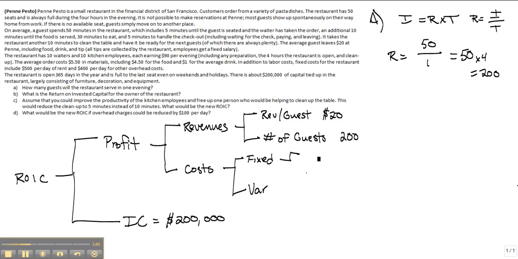The fixed are equal to both labor and overhead. The labor, we know that there's 20 workers, each of which are paid $90 a night. So we know that is equal to $1,800. The overhead, which also includes rent, we know to be equal to $1,000. The variable is a food expense in this case, and it's subject to the number of guests times the material. We know that it's $5.50 per material, or per guest, so we can also include that here.